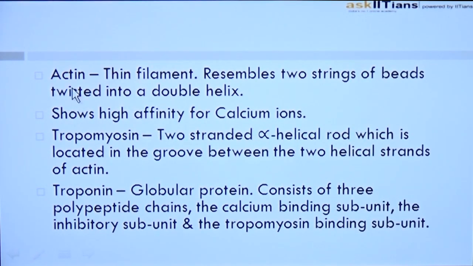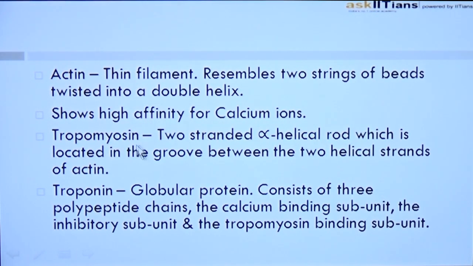Actin forms the thin filament. It resembles two strings of beads, which are twisted into a double helix, and actin shows high affinity for calcium ions. Because of this high affinity for calcium ions, it helps in muscle contraction.